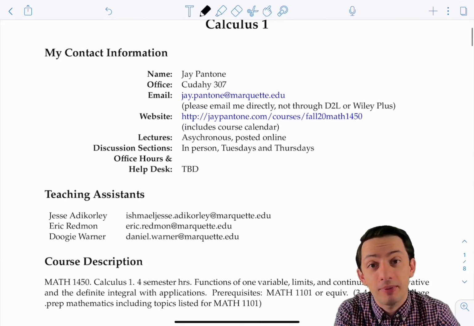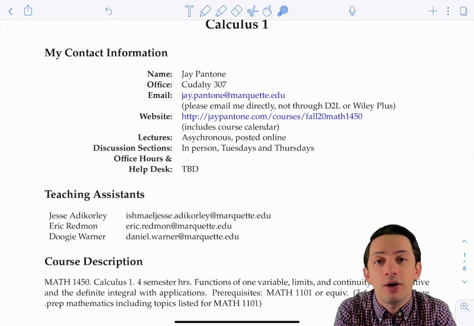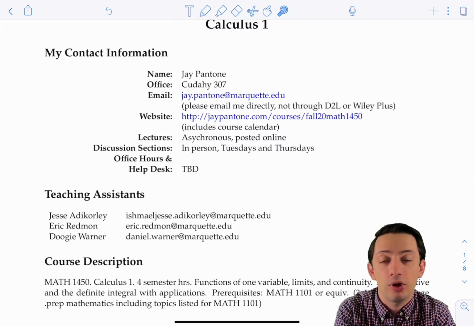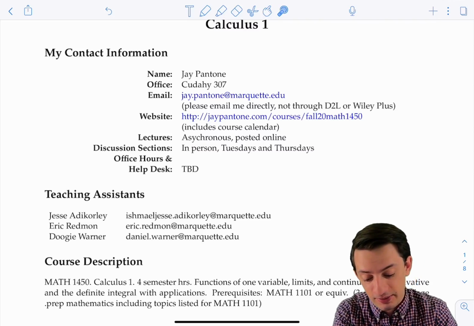So let's start with some of my contact information. Here's my name and my office. My office is in Cudahy Hall, room 307. Now, because of the nature of the course, you probably won't ever need to come to my office because we'll have virtual office hours and the lectures will be delivered asynchronously like this.